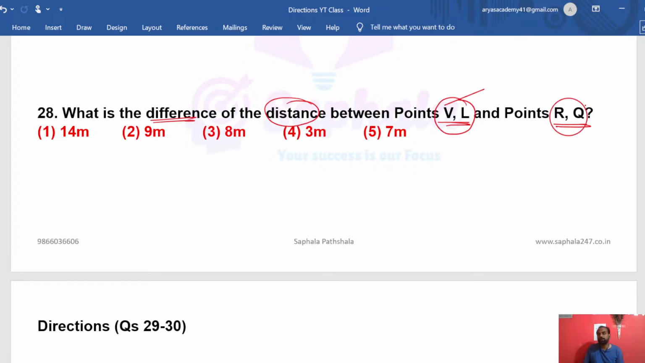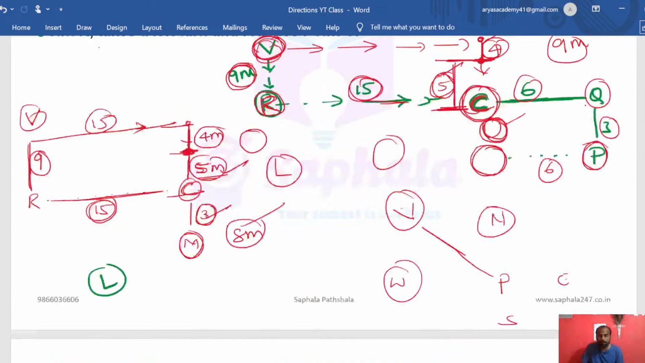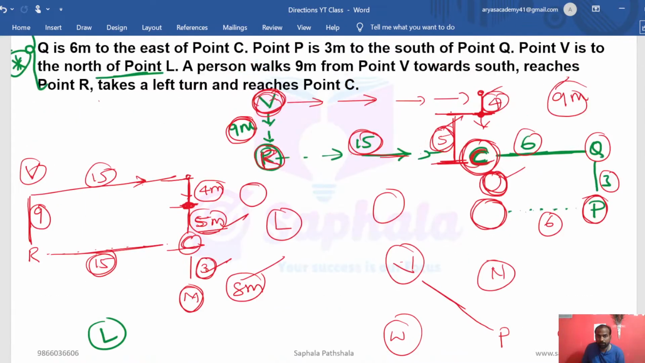So between V and L, let's see it. As per the diagram, where is V and where is L? Here is L. Right? So I will remove this diagram, otherwise it will confuse you.